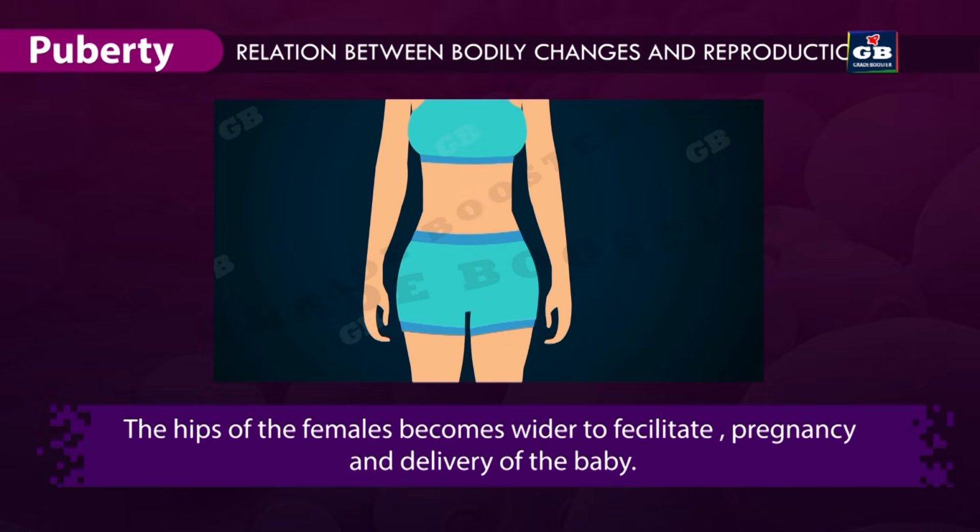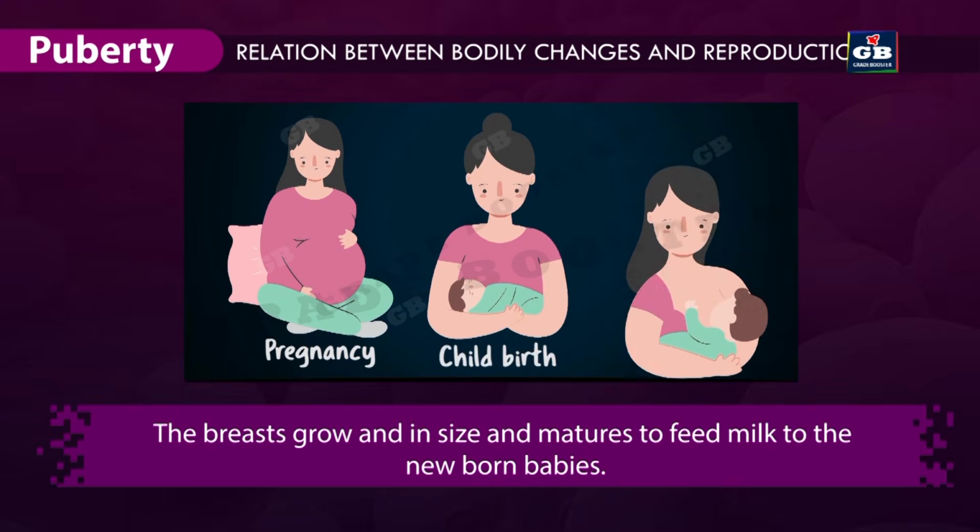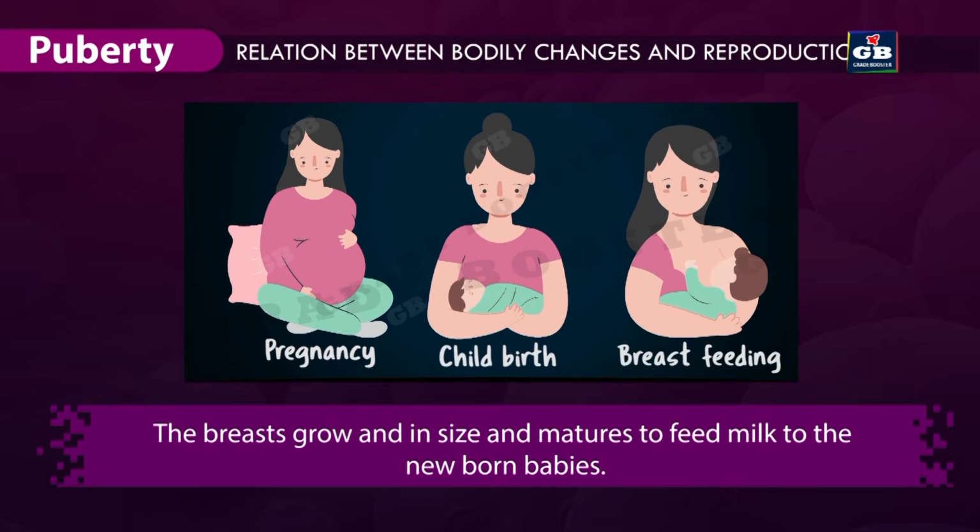The hips of the females become wider to facilitate pregnancy and delivery of the baby. The breasts grow in size and mature to feed milk to newborn babies. This is all about puberty.